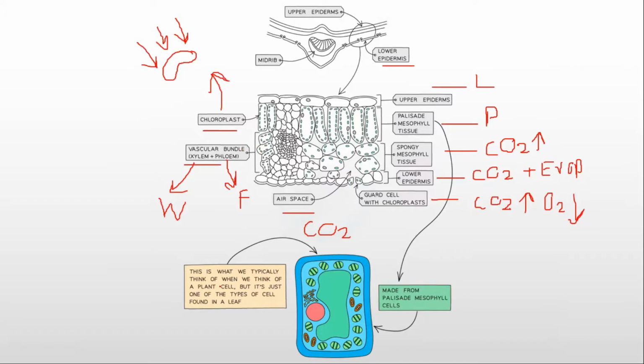So this is what we typically think of when we think of a plant cell, but it's just one of the types of cells found in the leaf because there are many kinds of plant cells. We have epidermal plant cells, guard cells, palisade mesophyll cells, spongy mesophyll cells. So right now I'm just looking at 5 to 6 types of plant cells inside one leaf, a cross section of a leaf. We have a total of 5 to 6 different types of cells that are responsible for different functions. Got it? Moving on.